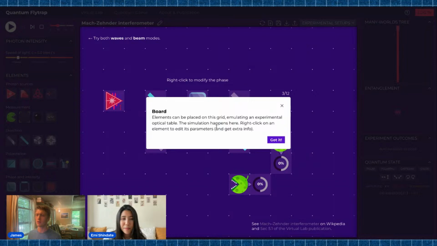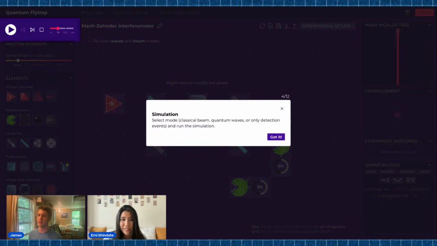Elements can be placed on this grid, emulating an experimental optical table. The simulation happens right here. Right-click on an element to edit its parameters. And I'm guessing you know what an optical table is, right? It's one of those tables that you can screw and bolt different light beams and mirrors onto. And then you can put lenses on it. We've used it in labs in second year, but obviously it's been a while.